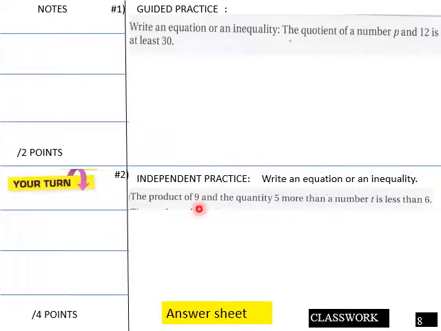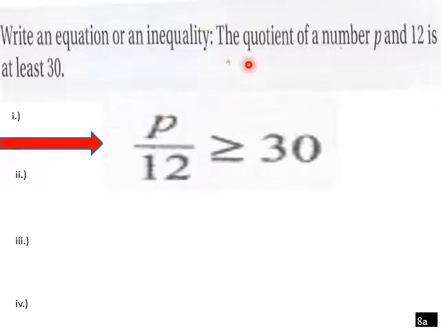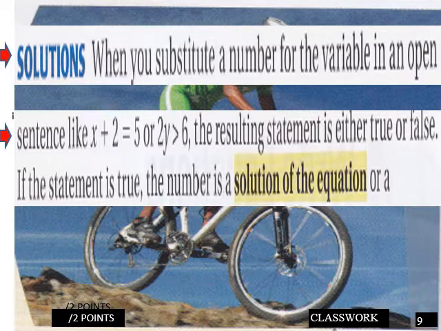Okay, our first guided practice. Write an equation or inequality: the quotient of the number p and 12 is at least 30. Remember what at least 30 is? Students, this is yours here. How would you write that? It would be this: the quotient of p and 12. So p would be mentioned first, numerator, denominator, fraction bar, and at least would be greater than or equal to 30.